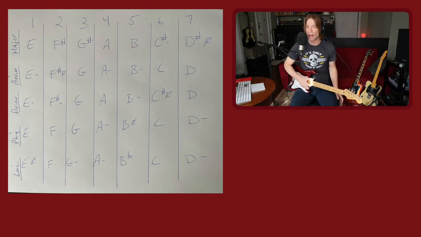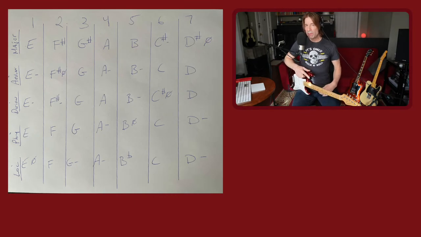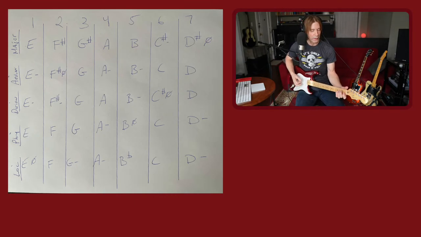All right, so the first line that you have up there is the E major, the basic seven chords of every key.